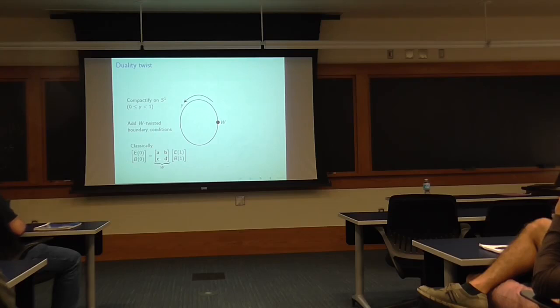so that formula doesn't really make sense quantum mechanically, because quantum mechanically I should only be putting boundary conditions that act on the Qs, not on the Qs and Ps together. So how do we do that quantum mechanically?